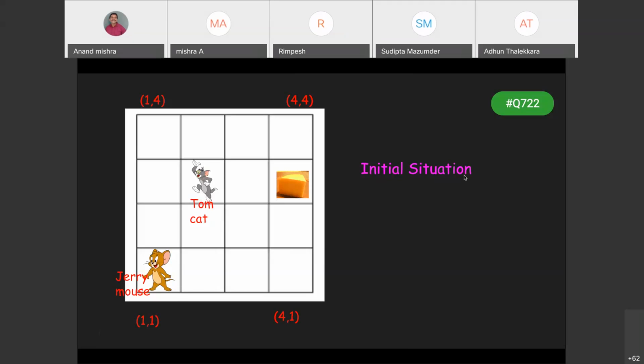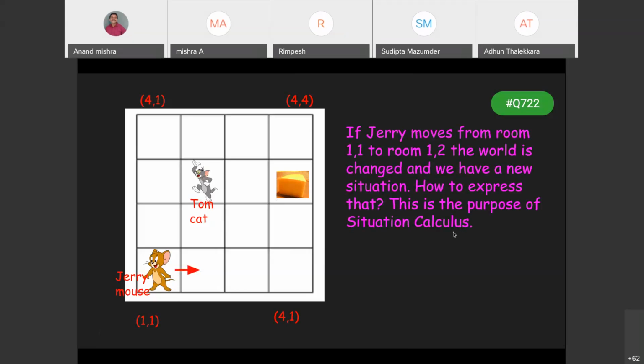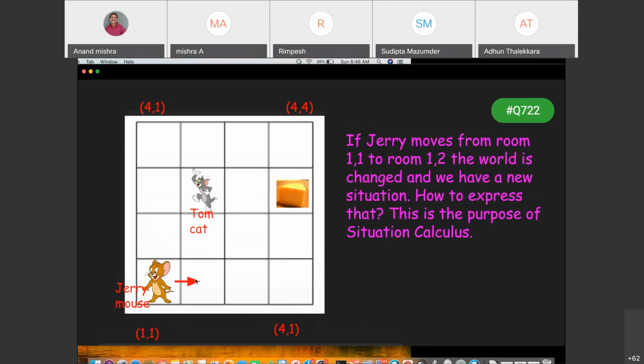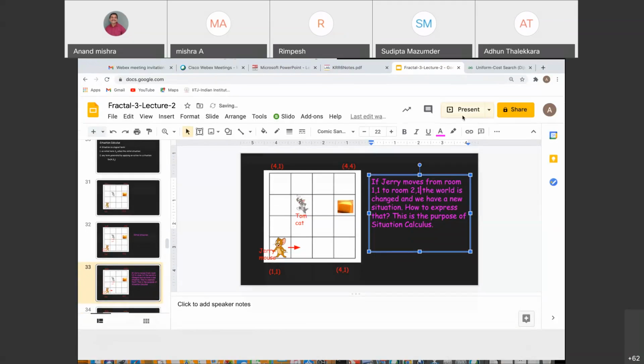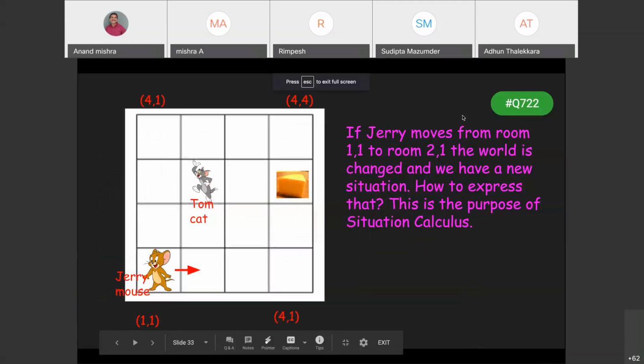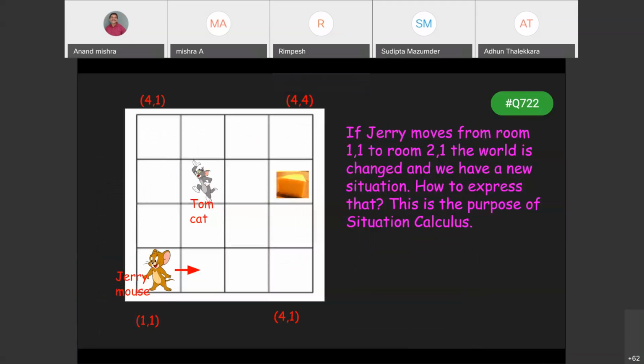So this scenario is the initial situation. Now, if Jerry moves from room 1-1 to room 2-1, the world is changed, and we have a new situation. How do you express that situation? That is all about situation calculus.